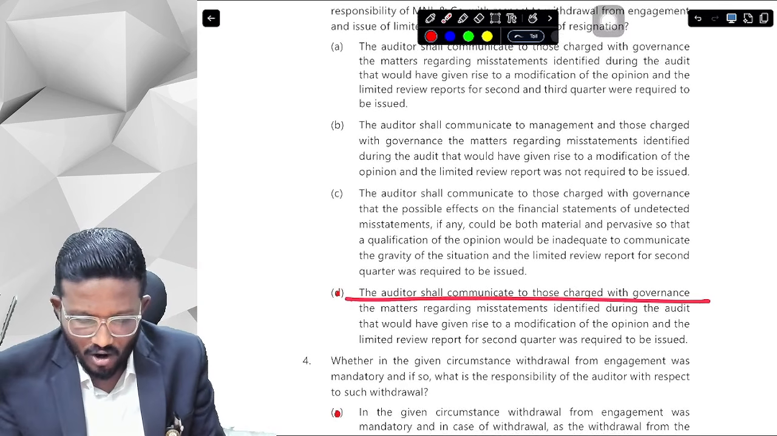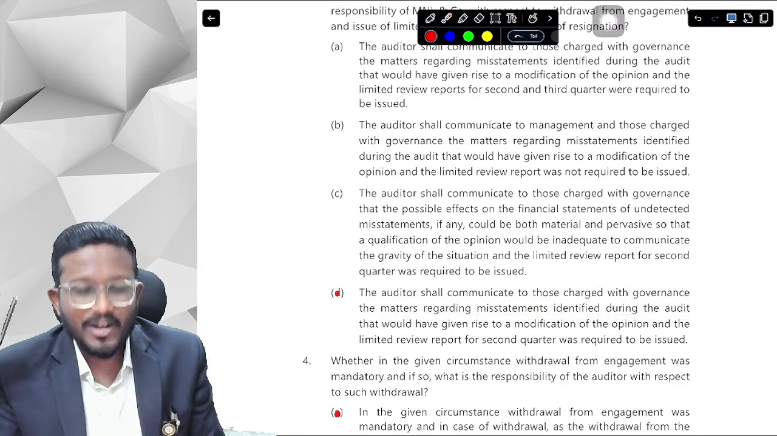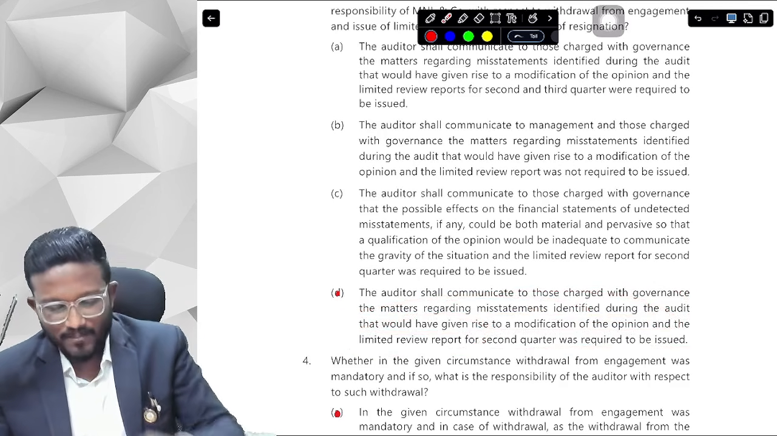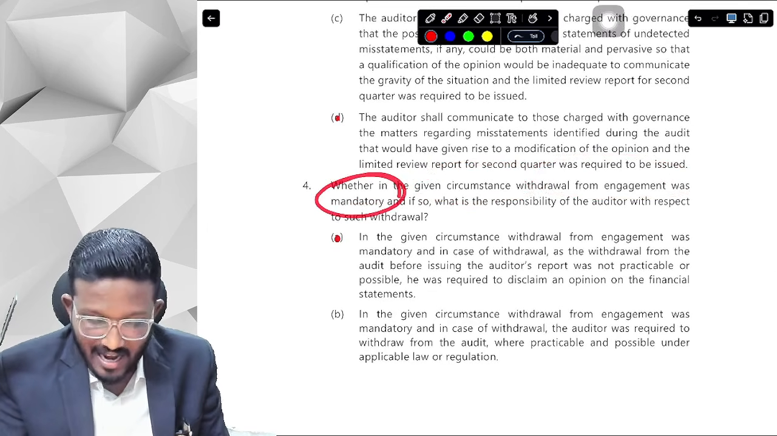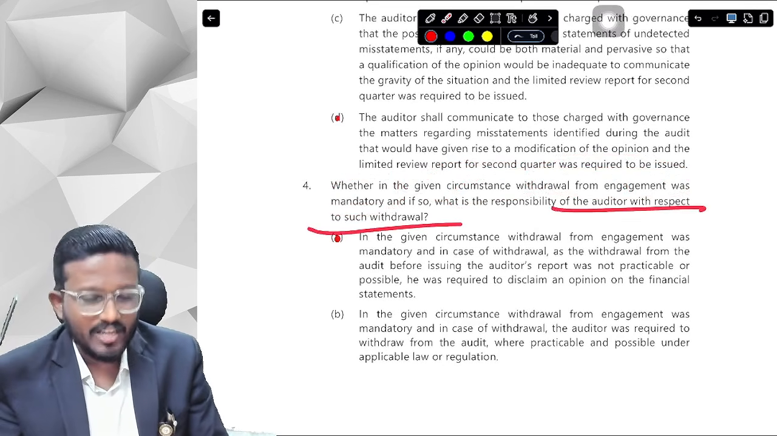We need to inform the TCWG regarding any of the matter due to which we would have modified our misstatements, and we need to issue the limited review report for second quarter. Okay. Yes. Next, whether in the given circumstances withdrawal from engagement was mandatory, and what is the responsibility of auditor with respect to such withdrawal?